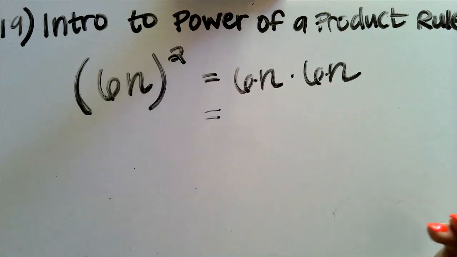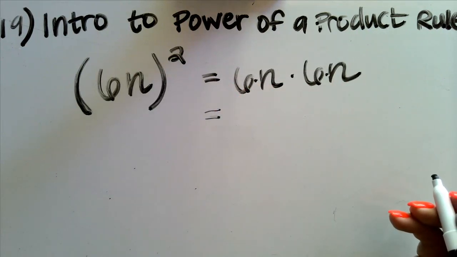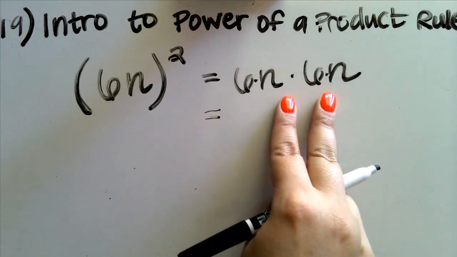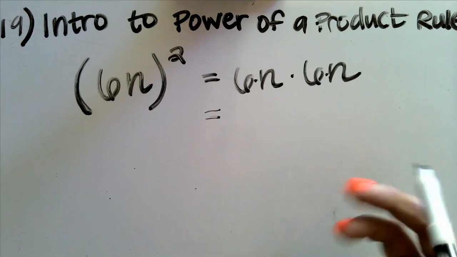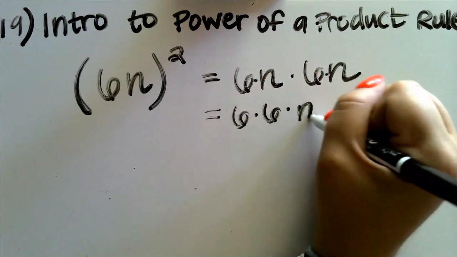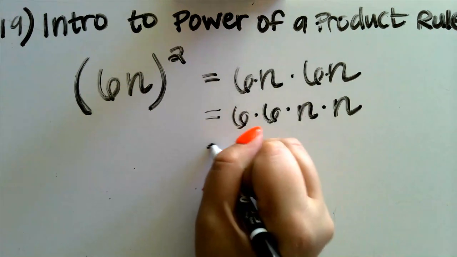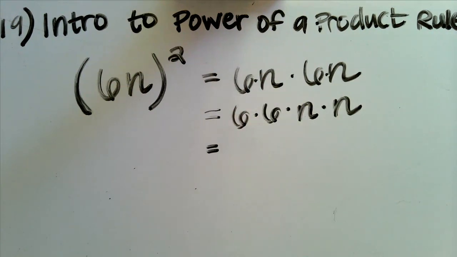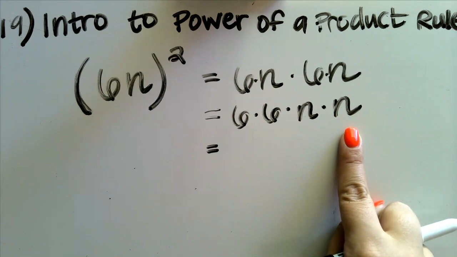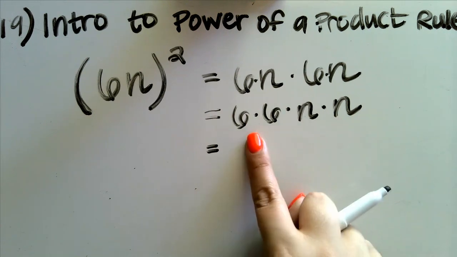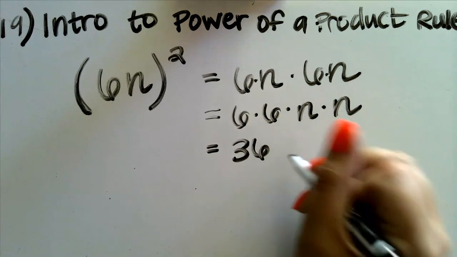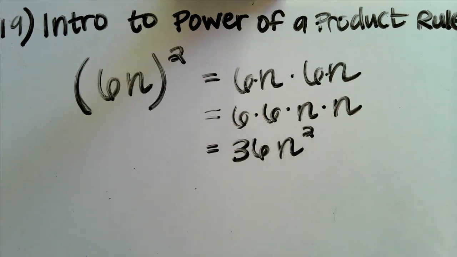And because this is multiplication, it doesn't matter what order we write these things in. So I'm going to go ahead and move these things around so that like terms are sitting next to each other. So we have 6 times n times n. Okay? Now, again, because multiplication, I'm just going to go ahead and multiply these things together. 6 times 6 is 36, and n times n is n to the second power.